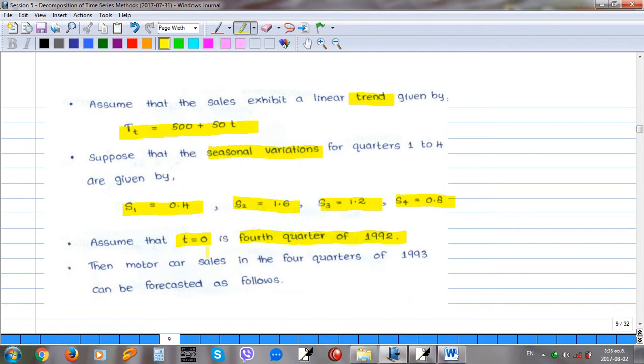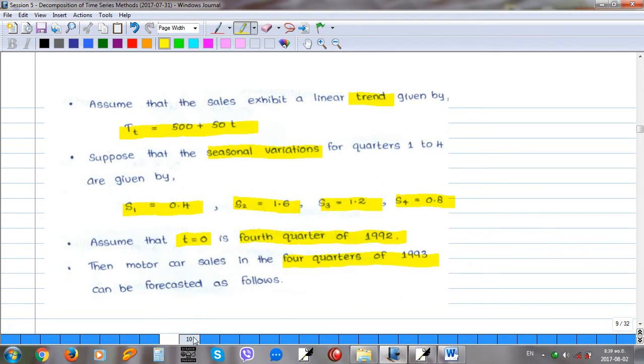So when t equals 0 for the fourth quarter of 1992, motor car sales in the 4 quarters of 1993 can be forecast as follows. The quarter after the fourth quarter of 1992 is the first quarter of 1993. So the t value of the fourth quarter of 1992 is 0. Then the t value of the first quarter of 1993 becomes 1, the second quarter 2, the third quarter 3.